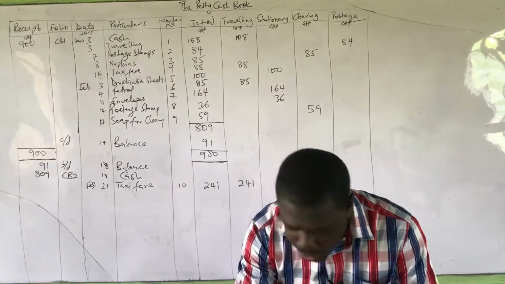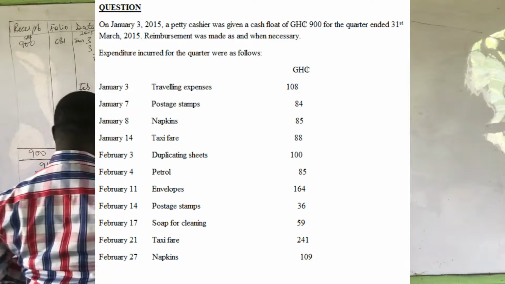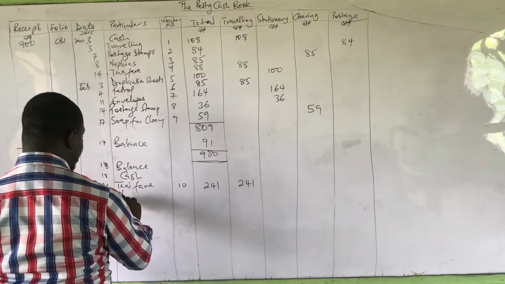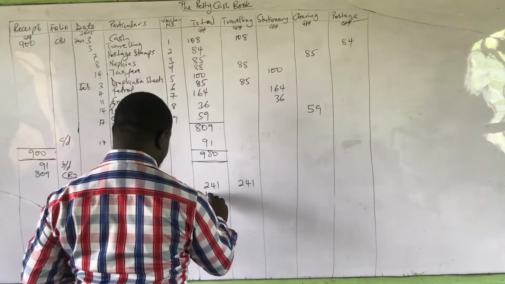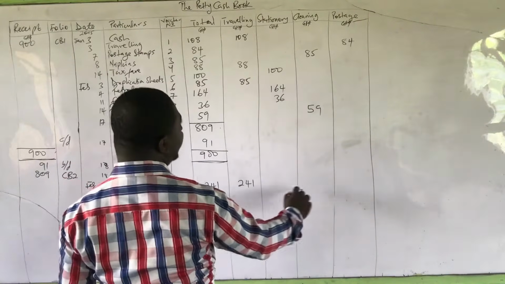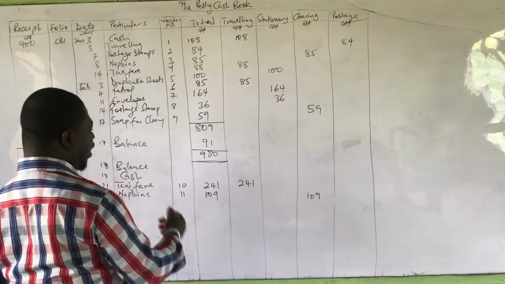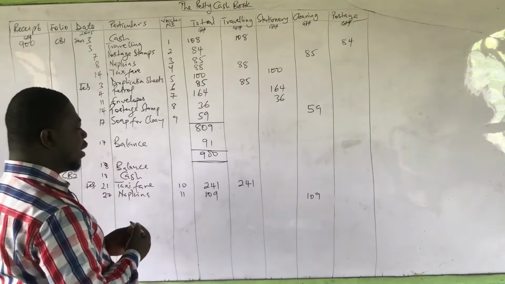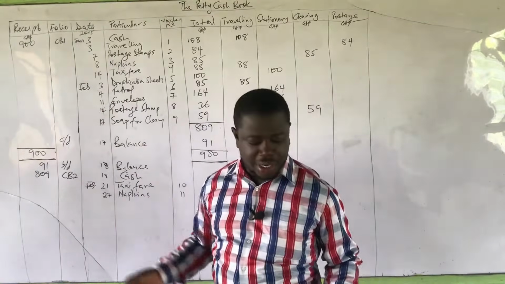The next one is on 27, napkins, 109. So on the 27th of February, we made payment for napkins. Voucher number 11, 109. So napkins goes under cleaning, 109. So I think when we add up, we have spent a total of 350. So we can still make more payments from our 900.